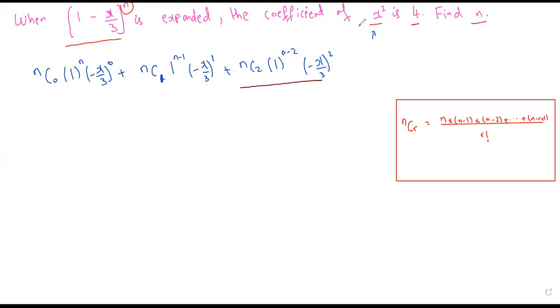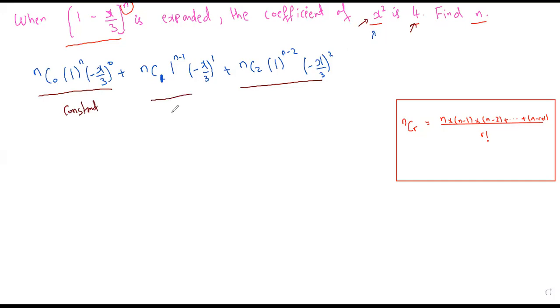Now I could have started directly from here, but since I'm explaining, I am only interested in finding out the coefficient of x squared. Once I have the coefficient of x squared, I'll equate it to 4 and I'll find out the value of n. Okay. Now what do we know? We know that this is how we expand it. So this is the first term. We do not have any x here. It is the constant term.